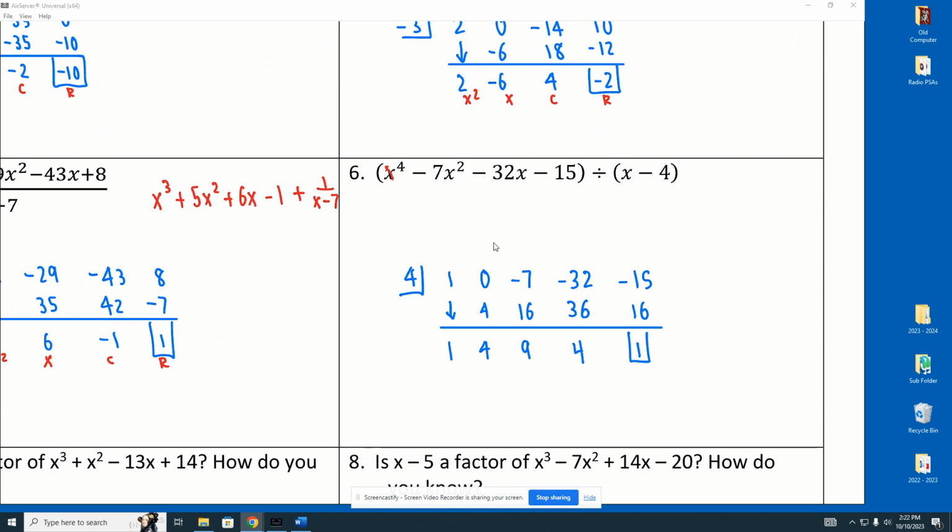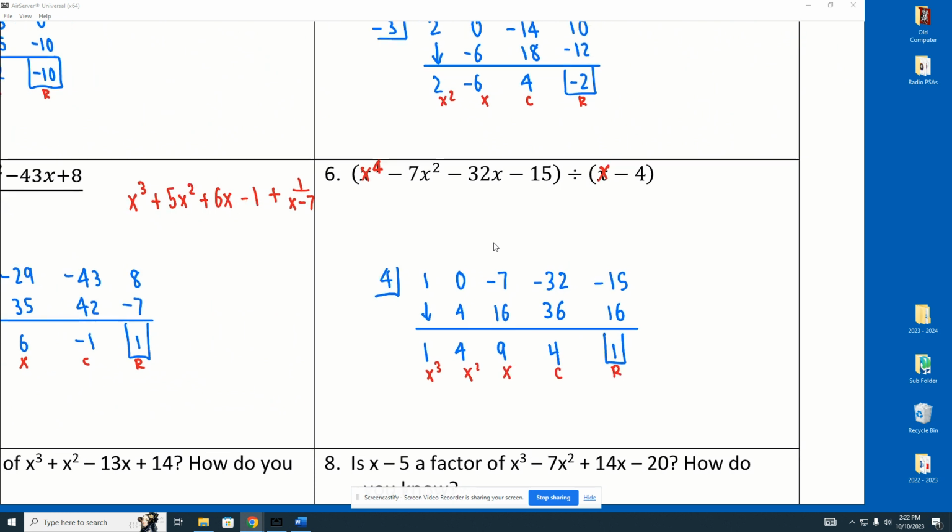Remember, this was x to the 4th. We divided by x. That's going to break down to x cubed. Then we work our way down. X squared, x, constant, remainder. See? It did it. So our answer is x cubed plus 4x squared plus 9x plus 4 plus 1 over x minus 4.